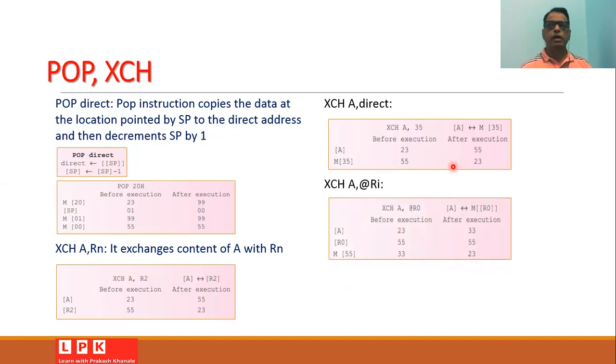It is also possible to write this exchange in this form, XCH A, @Ri, where the content of the memory location pointed by the register Ri will be exchanged with A. Say, for example, XCH A, @R0. You will find that the content of A is 23, R0 has 55, and the content of memory location 55 is 33. Therefore, the content of memory and accumulator will be exchanged so that A will have 33 and the memory location will have the content 23.